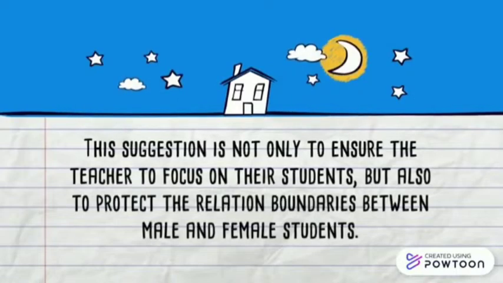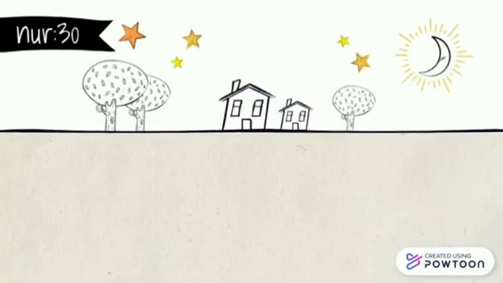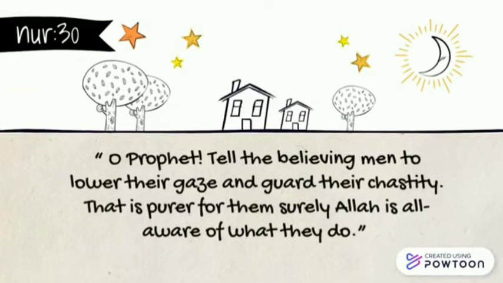This suggestion is not only to ensure the teacher can focus on their students, but also to protect the relation boundaries between male and female students. As Allah has mentioned in Surah An-Nur verse 30, "O Prophet, tell the believing men to lower their gaze and guard their chastity, that is purer for them. Surely Allah is all aware of what they do."